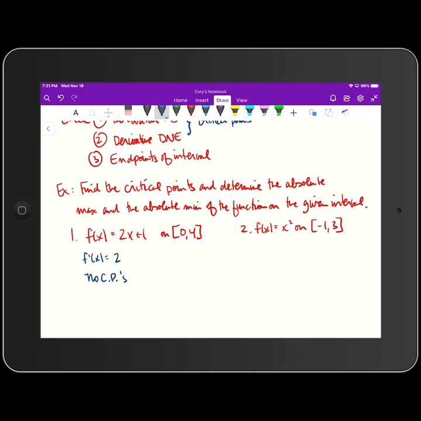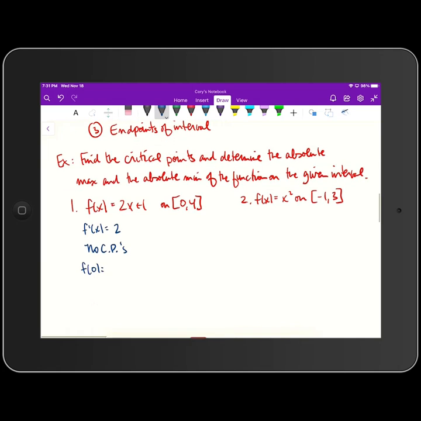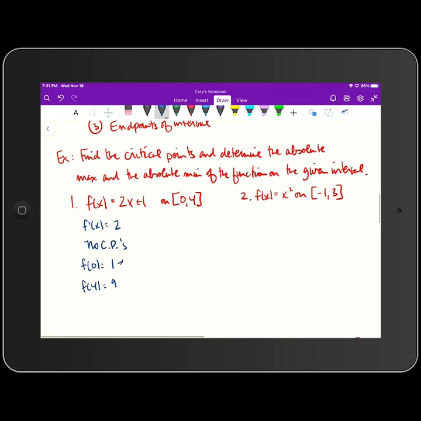So what we have to do then is just test the function value at the 2 endpoints. Whatever one is the largest is the absolute max. Whatever one is the smallest is the absolute min. So when we input 0 into our function, 2 times 0 plus 1 is 1. When I input 4 into the function, 2 times 4 is 8, plus 1 is 9. Okay, so 1 is the smallest value, that is the absolute min. 9 is the biggest value, that is the absolute max.